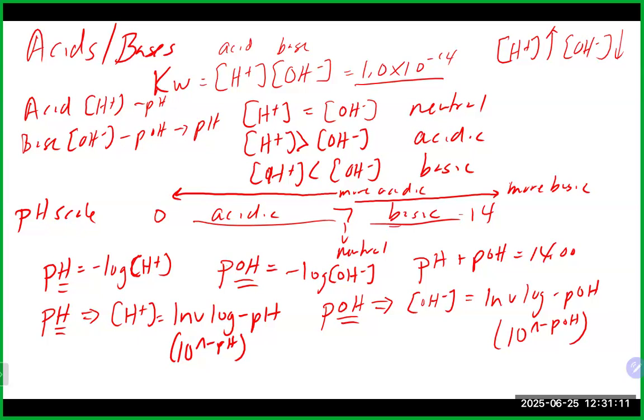When it broke apart, you got 2 hydroxides for every one of the barium hydroxide. So you did have to adjust the concentration to get the proper hydroxide concentration before you went into the pOH. So just remember, keep that in mind. Any questions on any of that stuff there? We talked about it last time.